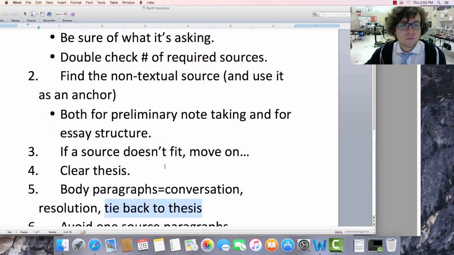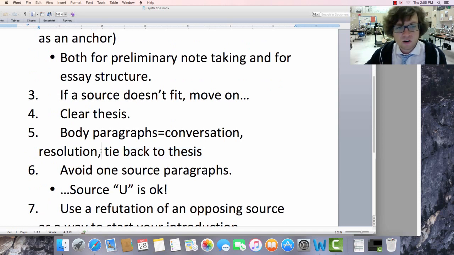The general organization for the body paragraphs on the synthesis essay, and again, this is only for people who are struggling with, how do I do it?